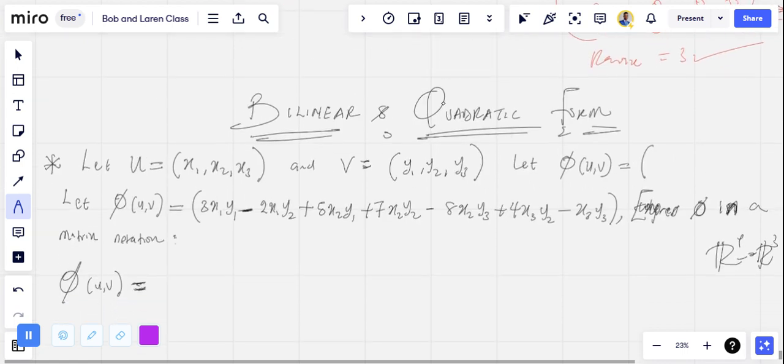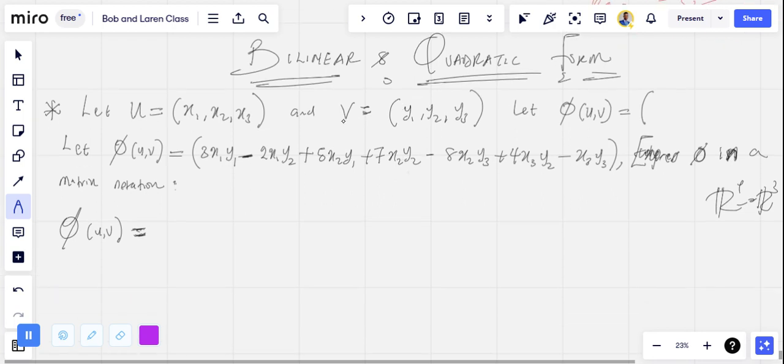And as for quadratic, you usually have something like x1 square. You have a square on it. When we get to quadratic examples, you will understand it clearly. Now looking at this, I have 3x1y1. I have minus 2x1y2.